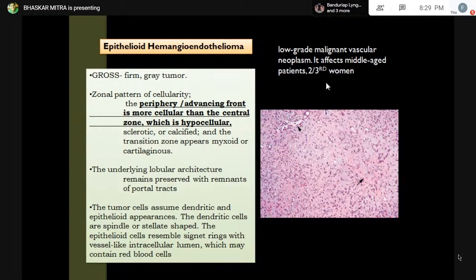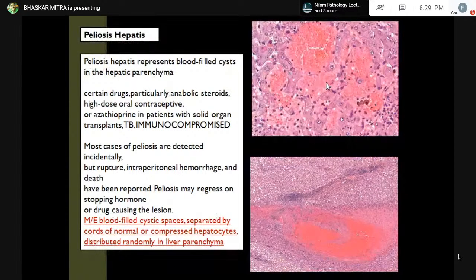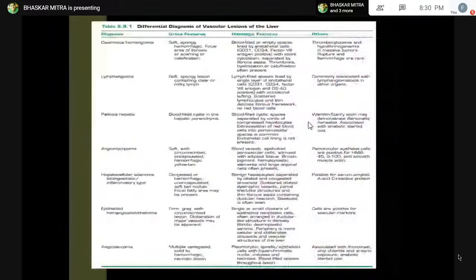Now, this is a vascular lesion that occurs in the liver. This is called peliosis hepatis. There is presence of blood-filled cystic spaces separated by cords of normal hepatocytes. Here the typical lining is absent. They are mainly lined by randomly distributed hepatic parenchymal cells. Now they show hemorrhage and rupture in different areas. These are the differentiating points between the different vascular lesions.